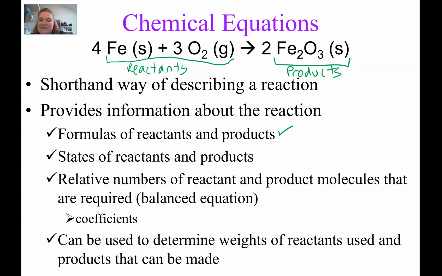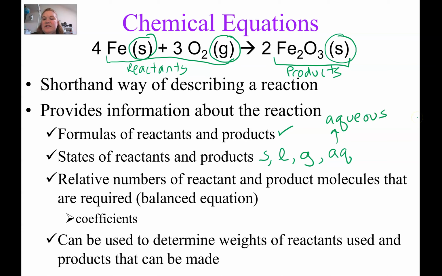The next one says the states of reactants and products. So after each chemical, there's a letter in parentheses, and this is telling you the state. Our options are S for solid, L for liquid, G for gas, and AQ. AQ stands for aqueous. And it's very difficult to mix a solid with a solid. So oftentimes we dissolve it in a solvent. And our most common solvent is water. And so the word aqueous means that we have our solid dissolved in water.